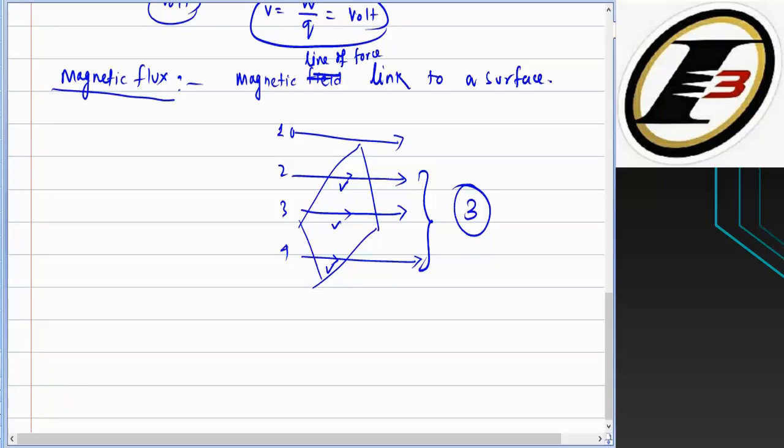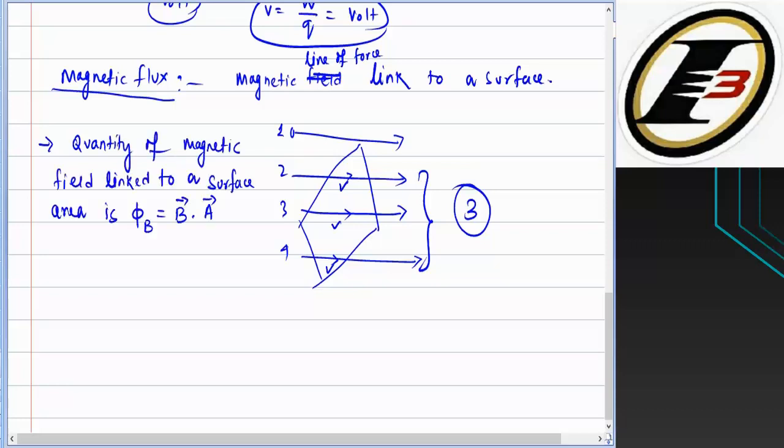So we write down the definition here: quantity of magnetic field linked to a surface area is phi B is equal to B into A. What is B? It is known as magnetic field strength. A is the area of the surface.